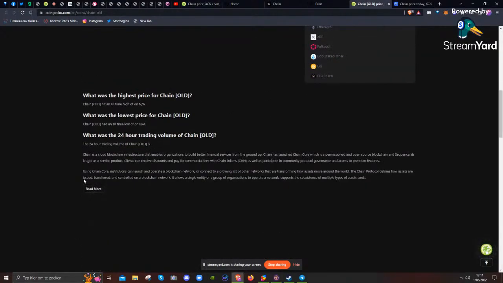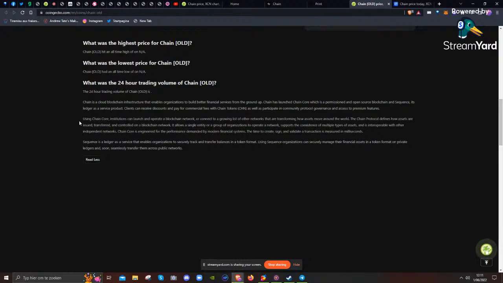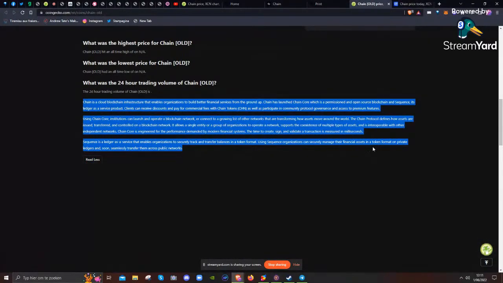I'm going to see what the old one was about. Slightly more information. Anyway, so this one was coded. Using Chain Core, institutions can launch and operate a blockchain network or connect to a growing list of other networks that are transforming how assets move around the world. Chain protocol defines how assets are issued, transferred, and controlled on a blockchain network. It allows a single entity or a group of organizations to operate a network, supports the coexistence of multiple types of assets, and is interoperable with other independent networks.